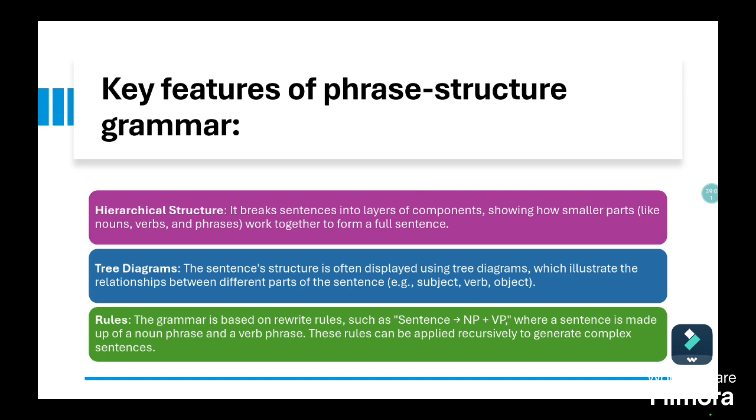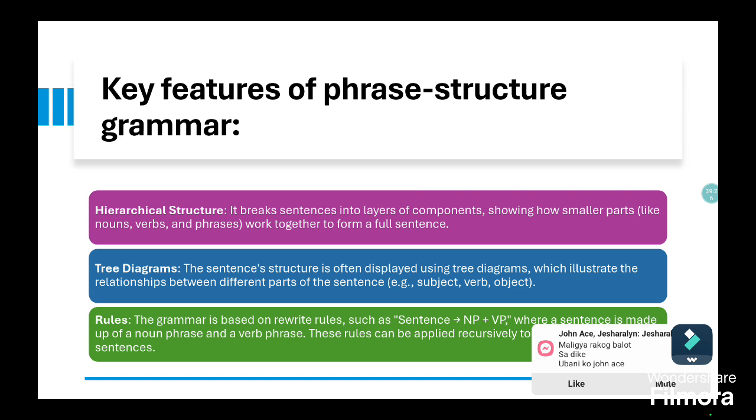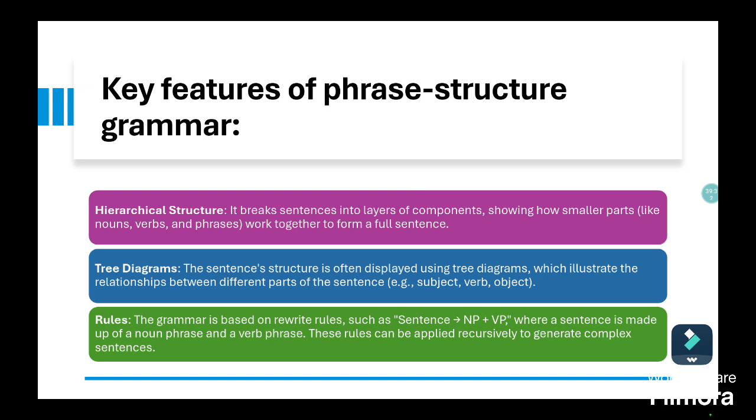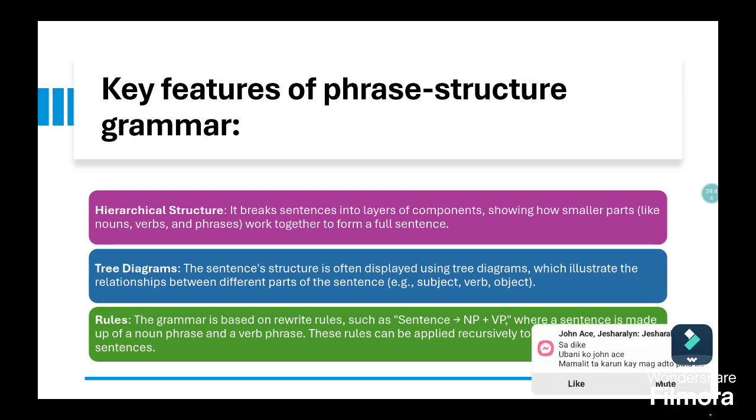So here are some key features of phrase structure grammar. Hierarchical structure: it breaks sentences into layers of components, showing how smaller parts like nouns, verbs, and phrases work together to form a full sentence. Tree diagrams: the sentence structure is often displayed using tree diagrams, which illustrate the relationship between the different parts of the sentence. Example: subject, verb, object. Rules: the grammar is based on rewrite rules such as sentence to noun phrase plus verb phrase, where a sentence is made up of a noun phrase.